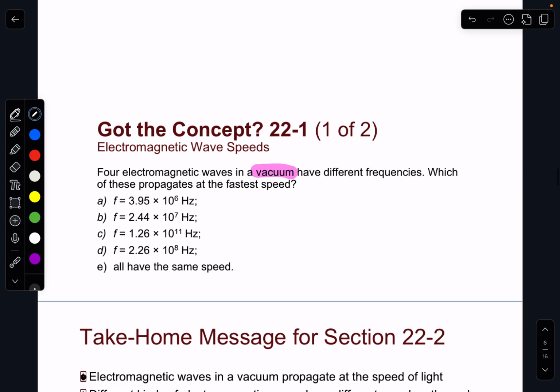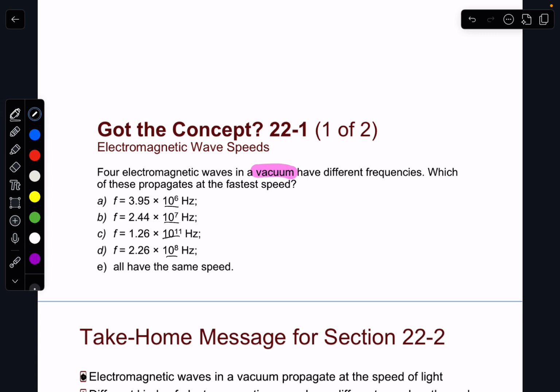So let's look at this. Got the concept, electromagnetic wave speed. Let's say we have 4 electromagnetic waves and they're in vacuum. I highlighted that. They're in vacuum and they have different frequencies. Which of these waves are going to propagate at the fastest speed? Which will move the fastest? We have 10 to the 6, 10 to the 7, 10 to the 11, 10 to the 8. So we have some high frequencies here.